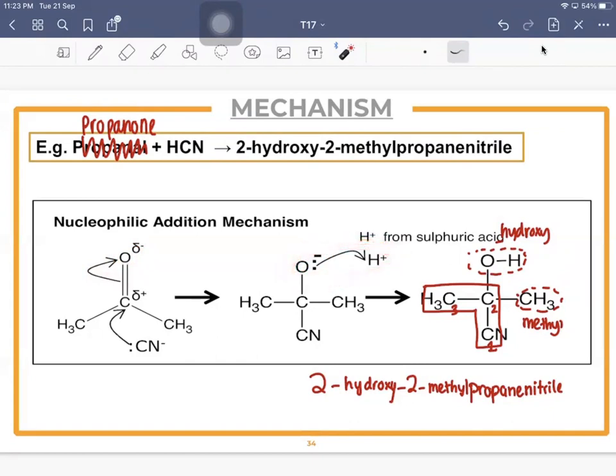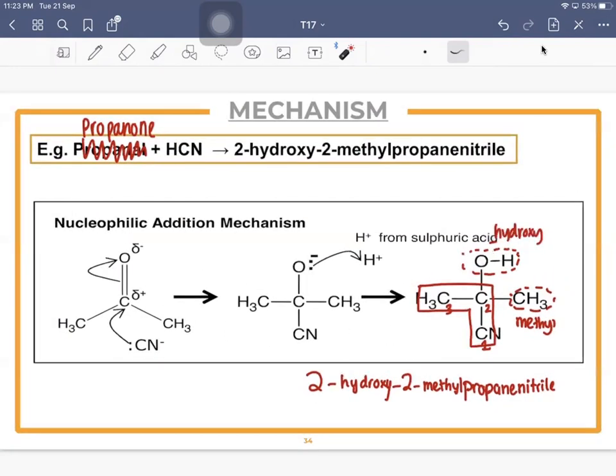Then you get your product, which is called 2-hydroxy 2-methyl propanenitrile. This time you've got 1, 2, 3, 4 carbons in the product, whereas in the starting material you only have 3 carbons. So you can copy this down if you have space. Just make sure you label them correctly. Propanone, I believe you have space at the bottom of page 6, and you can pause the video here.